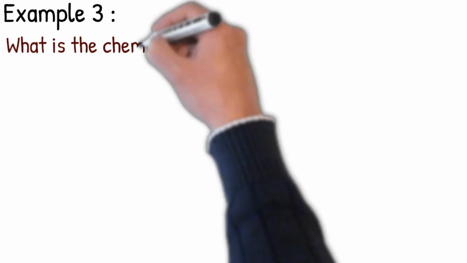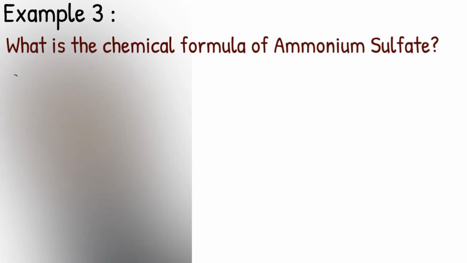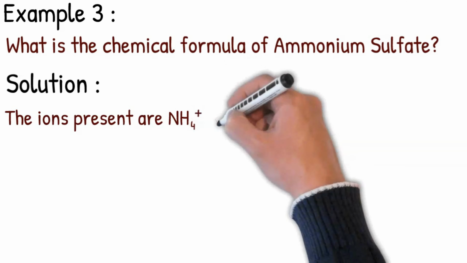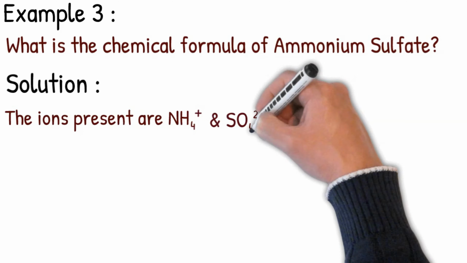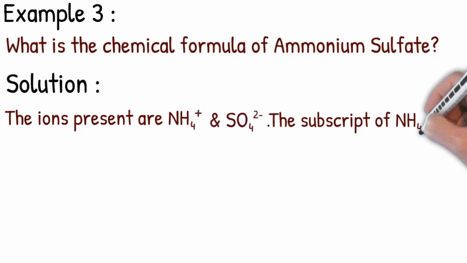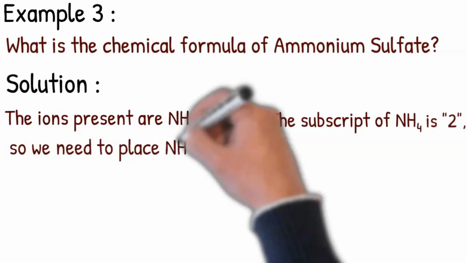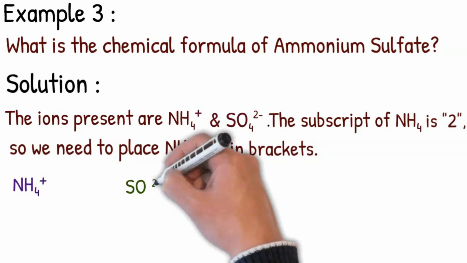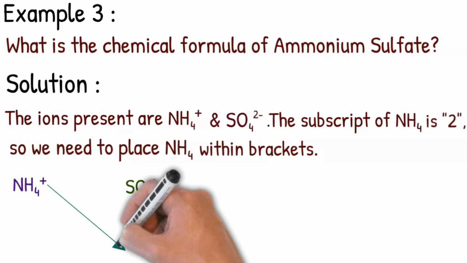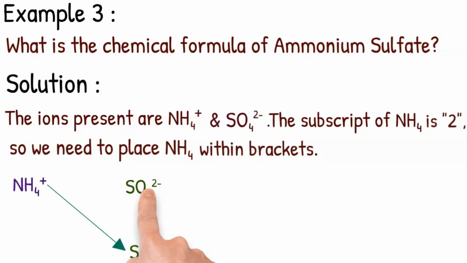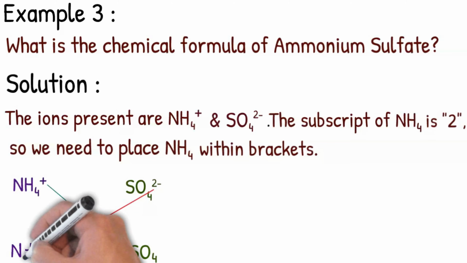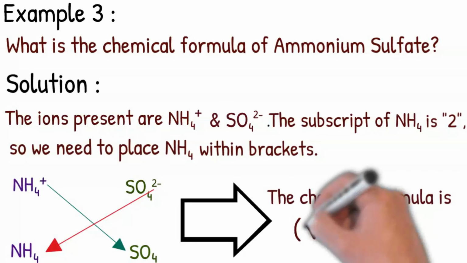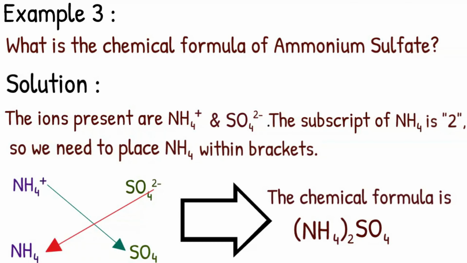What is the chemical formula of ammonium sulfate? The ions present are NH4 with a subscript of 1 and SO4 with a subscript of 2. The subscript of NH4 becomes 2, so we need to place NH4 within brackets. Move down the values 1 and 2 diagonally, but without the charges. The chemical formula is (NH4)2SO4.